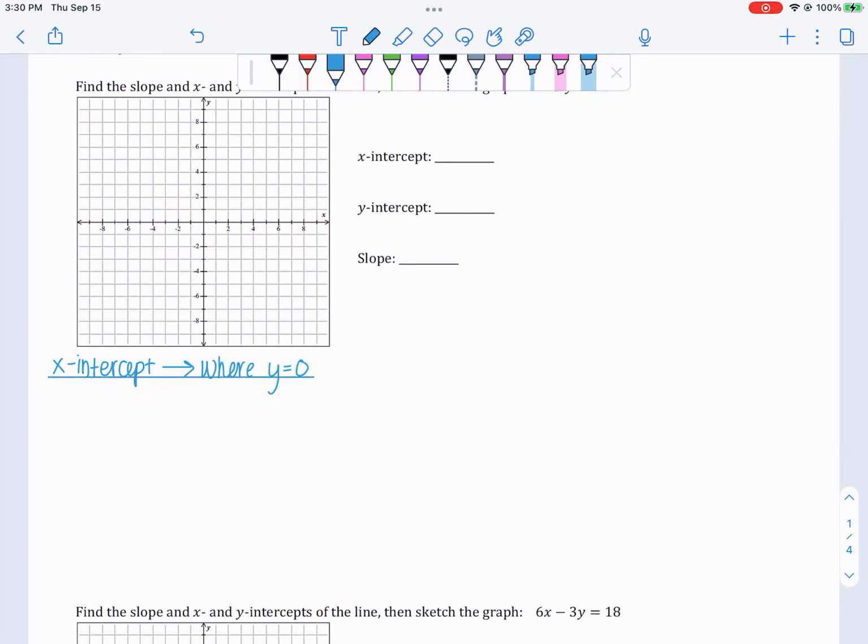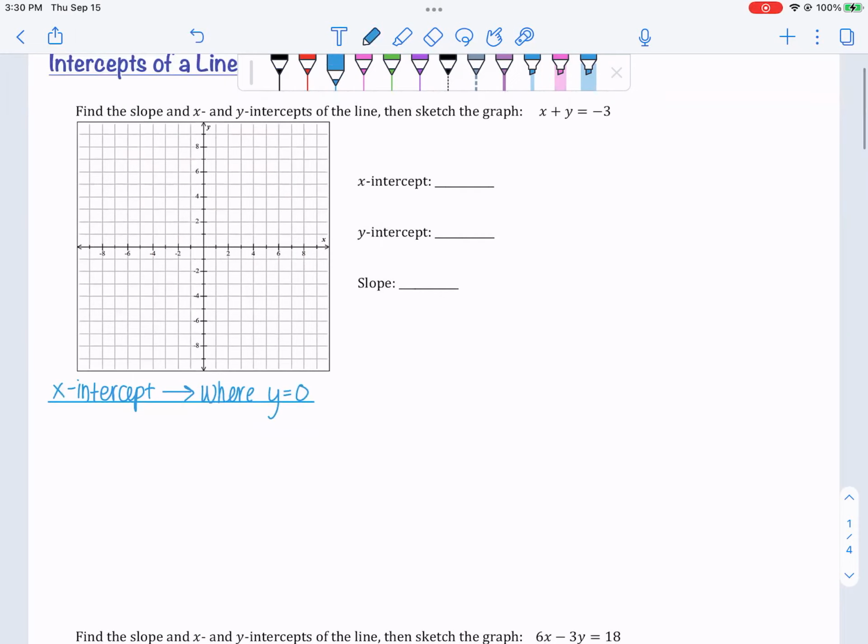So in order to find the x-intercept, we would plug in 0 for y. But plugging in 0 for y is really the same thing as just kind of ignoring y, right? Just ignore y.